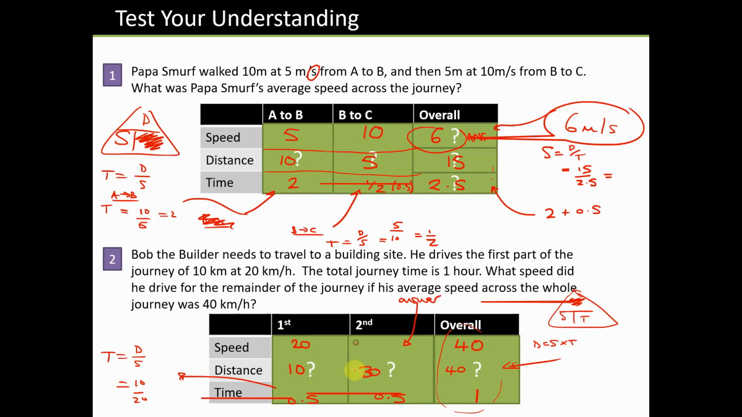And then we can find this. We want to find the speed, we've got the distance, we've got the time. So speed equals distance over time. 30 divided by 0.5. Do that in your calculator, you're going to get 60.